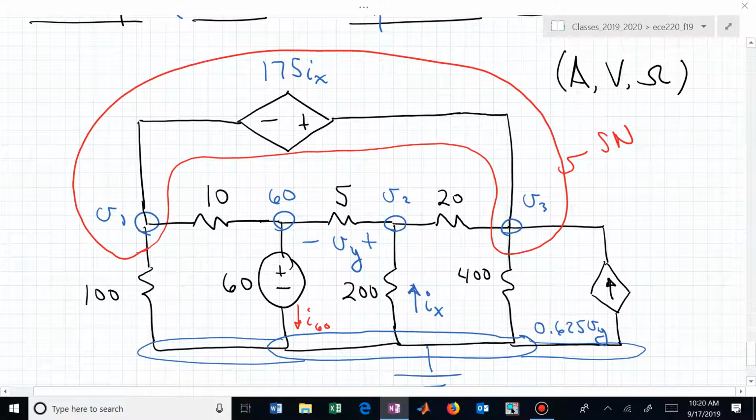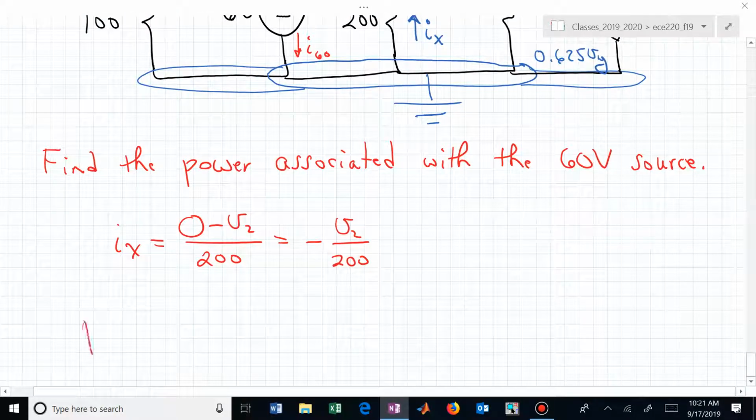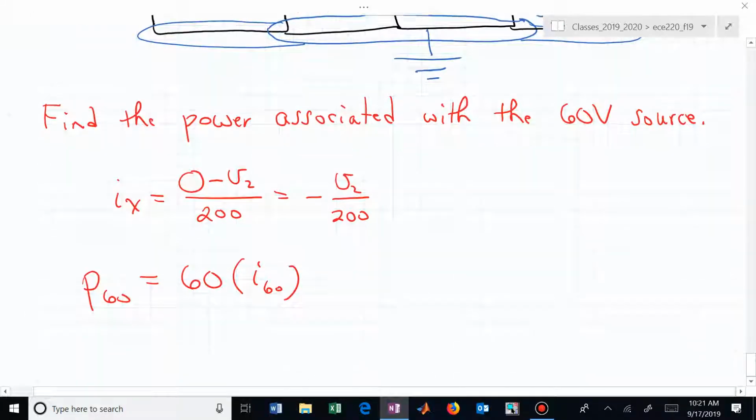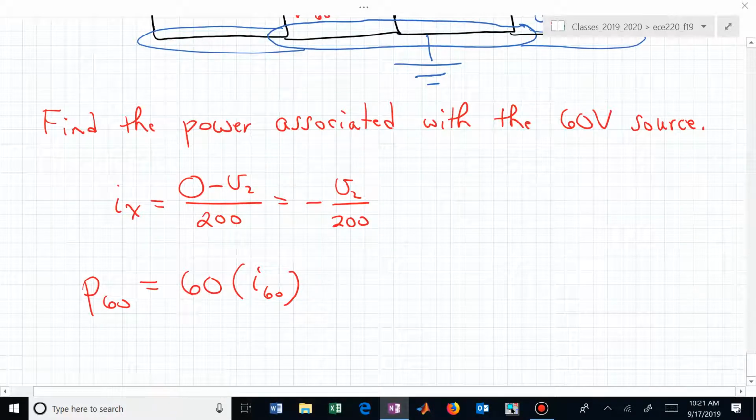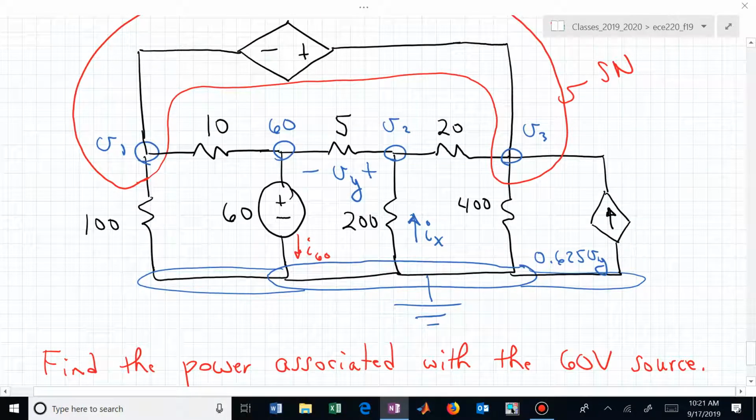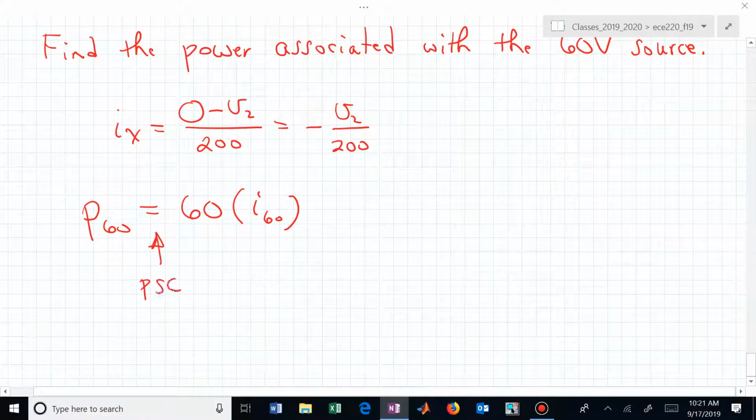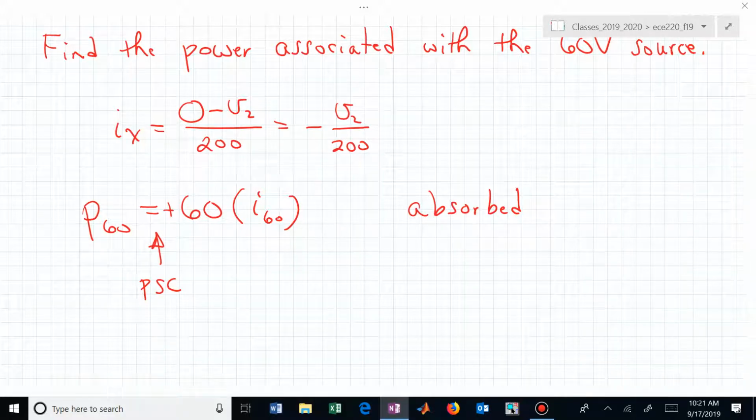Now can you write down a formula for the power associated with that 60 volt source? P60 is now 60 times I60, and what's the sign in front of that expression? Based on the passive sign convention, this will be positive and it will be absorbed. Now it's your chance to go find V1, V2, and V3 and figure out what you find for the power.